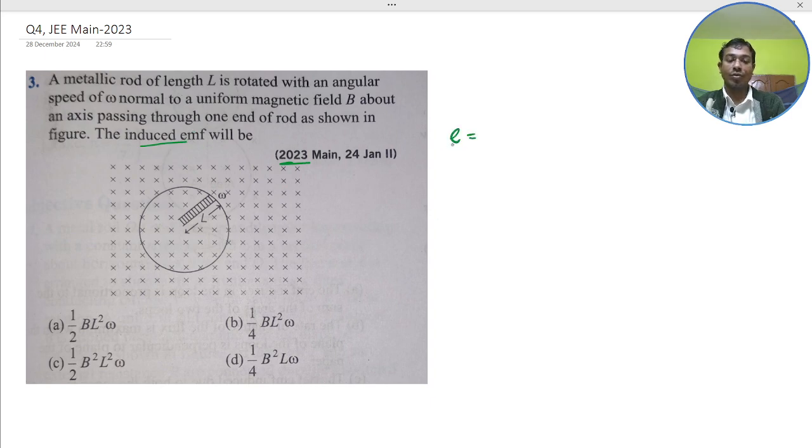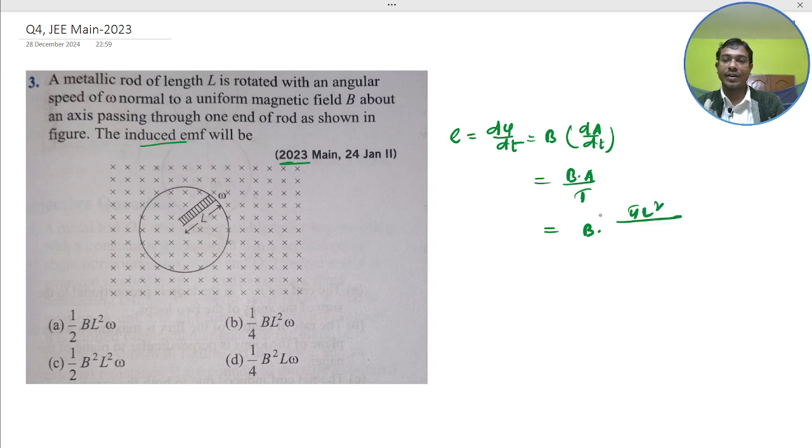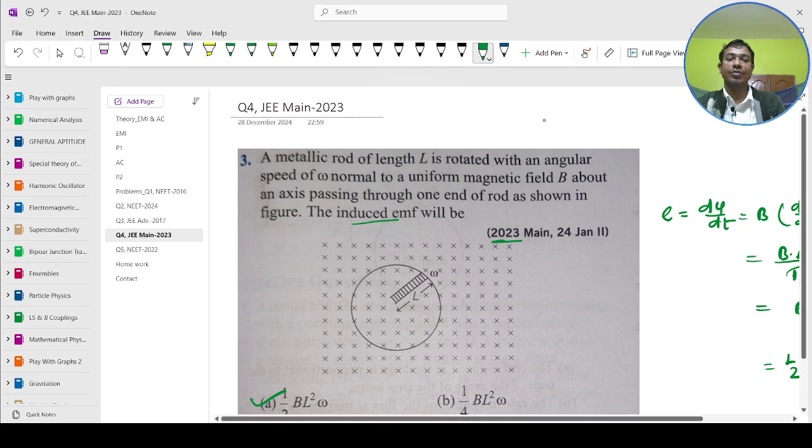So you just know that induced EMF is d phi by dt. So d phi by dt means B dA by dt. So here B A, T means the revolution T. So B A means pi L square, T means 2 pi by omega. Basically for rotating, T is 2 pi by omega. So this would become half B L square omega. Half B L square omega. A would be a correct answer. Half B L square omega. This was the JEE Main type.